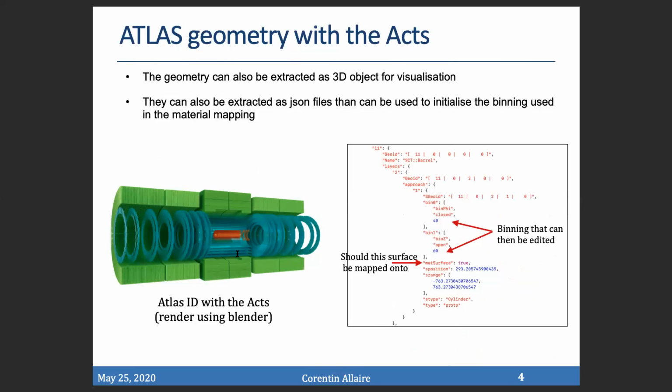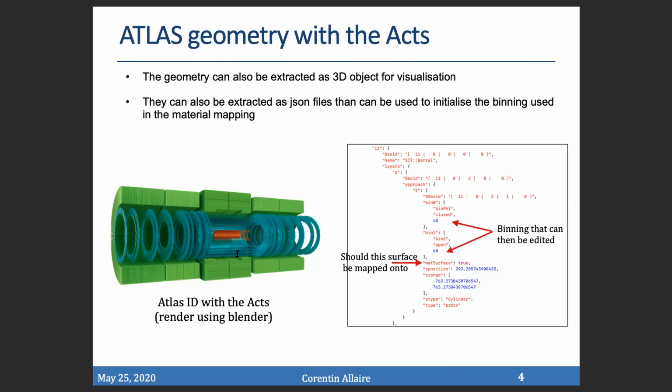So with this geometry translated to the ACTS geometry, you can do a couple of things. You can extract a 3D object for visualization. So that's what you can see here on the bottom left. You can extract this geometry as .obj files, and then here we do a rendering using Blender that allows us to have this beautiful Atlas inner detector 3D model.